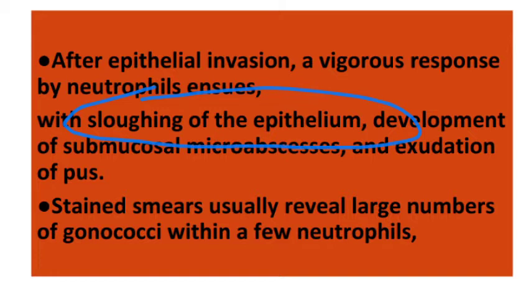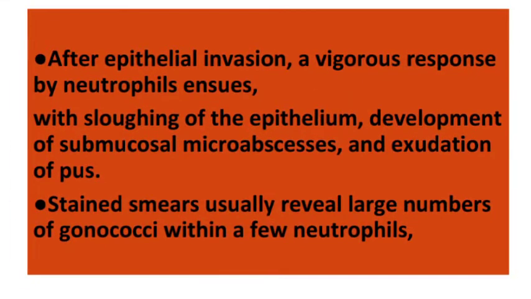And when this epithelium is sloughed off, that is shedding off, because these cells die, they rot and produce what we call pus. Also, the places where this epithelium has been shed off develop what we call microabscesses. Microabscesses are small cavities which develop in these areas. This pus is a discharge which we see coming out from the reproductive organs of female and male.